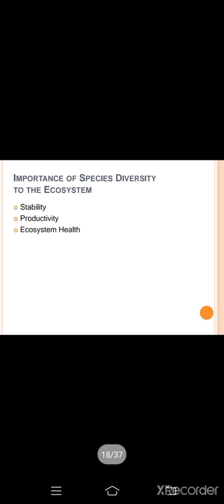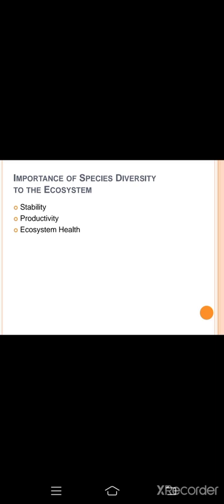Importance of species diversity to the ecosystem. What is the importance of species diversity? Why must the environment have different types of species? The first one is to maintain the stability of the ecosystem. We have studied about the various food chains and food webs, and that occurs to maintain the stability of the environment. If there are no different types of plants or animals, there won't be any food chain or food web, so the stability of the environment would be difficult to maintain. This is one of the importances of species diversity.